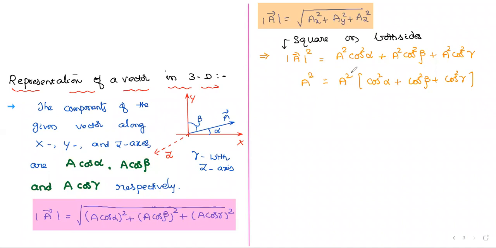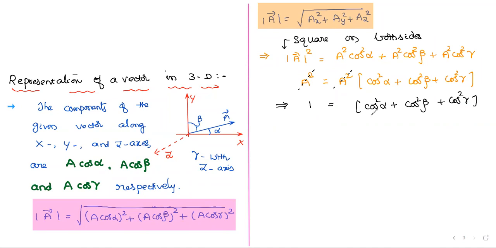Then a square gets cancelled here. After cancelling, you will get 1 there. 1 equals, I will get on the other side, cos square alpha plus cos square beta plus cos square gamma. This is called the cosine rule in vectors.